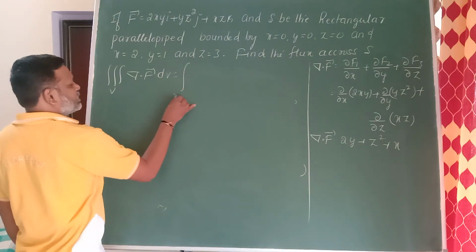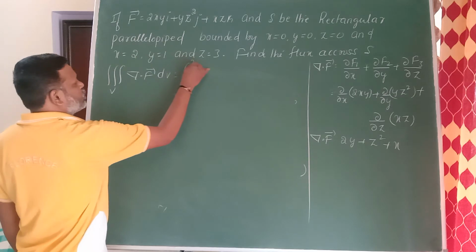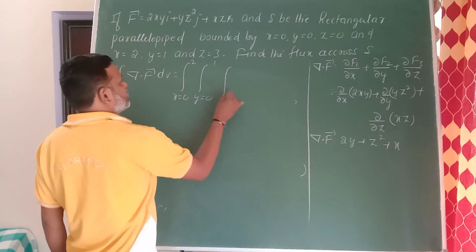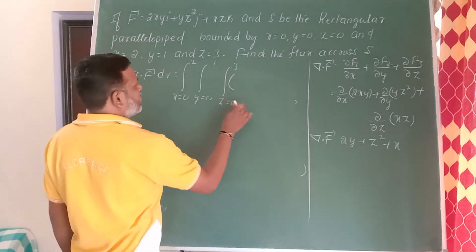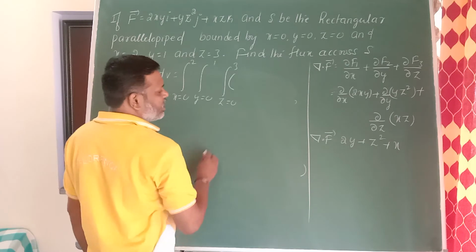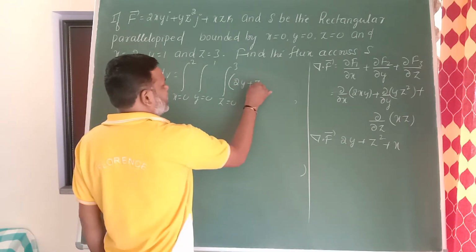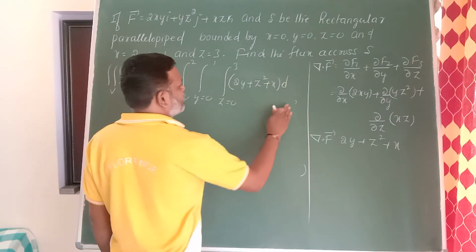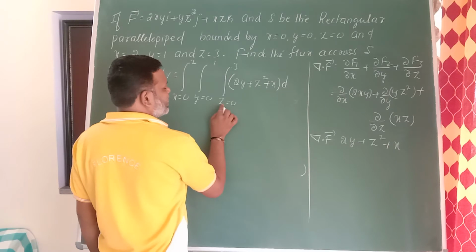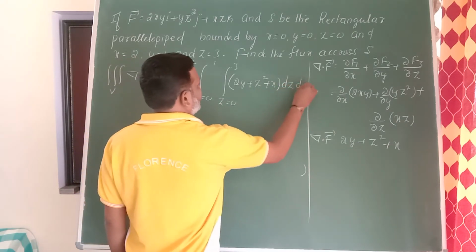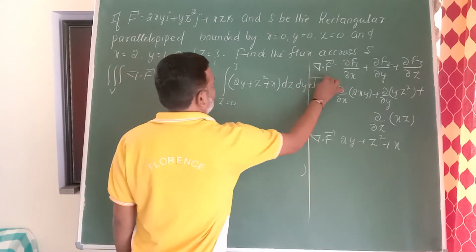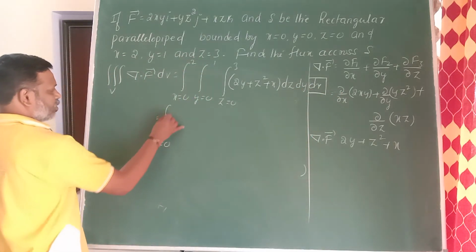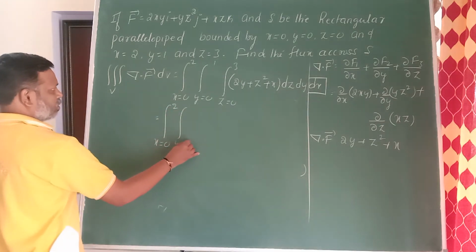The limits are x from 0 to 2, y from 0 to 1, and z from 0 to 3. You have to write del dot f, which is 2y plus z square plus x, into dv. dv is dx dy dz. Here we first integrate with respect to z, so I can write dz dy dx. This is the formula. Now integrate one by one, x from 0 to 2, y from 0 to 1.